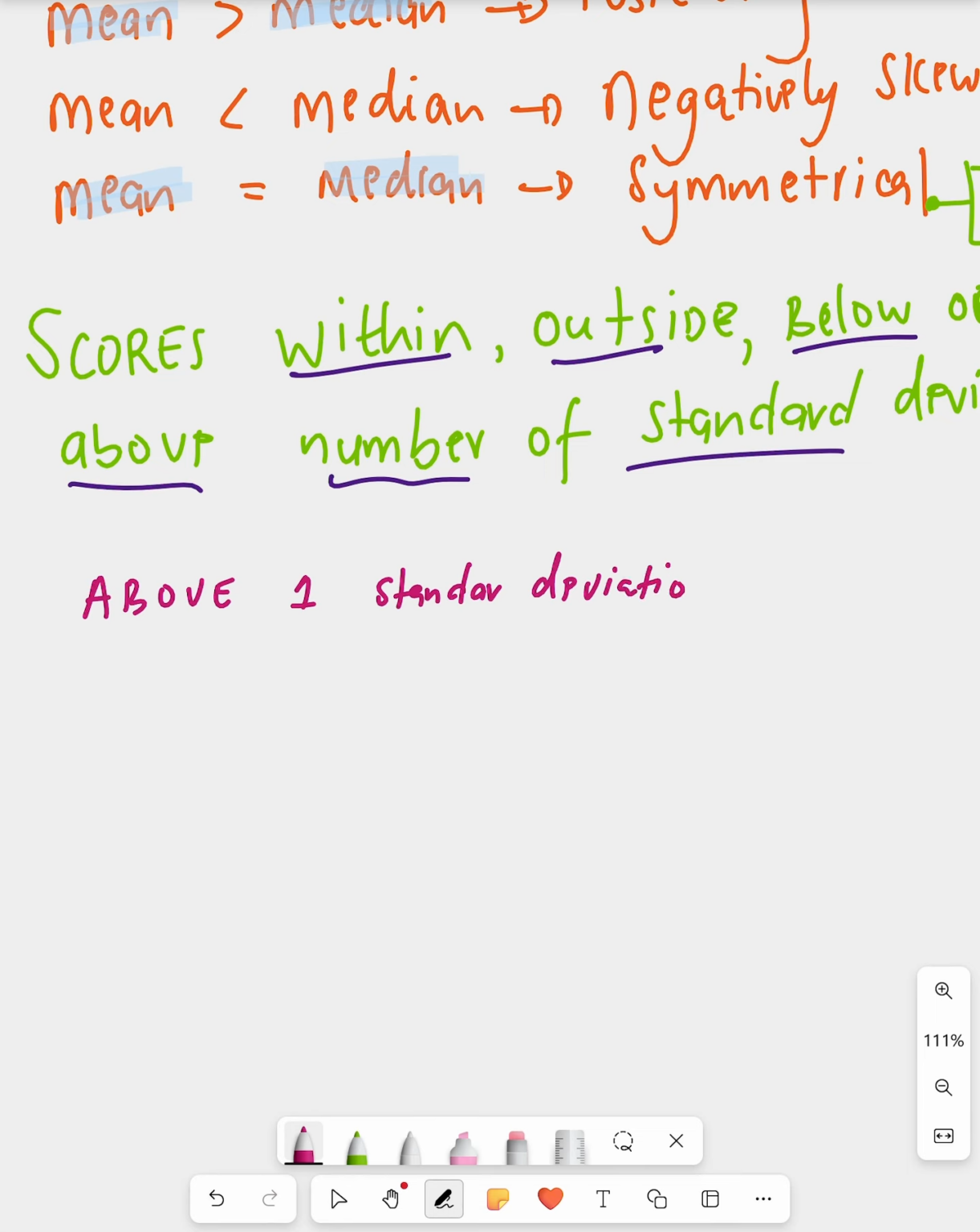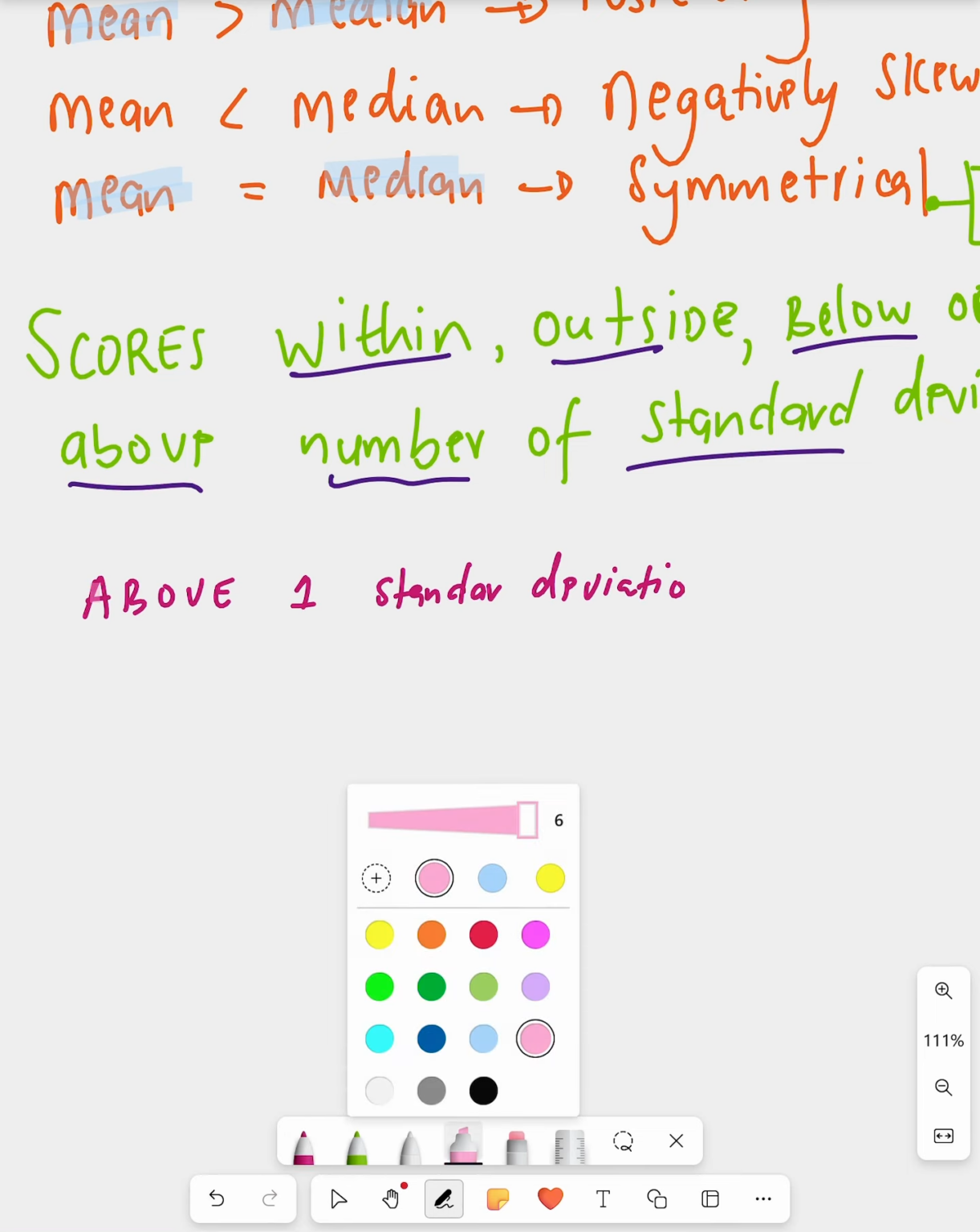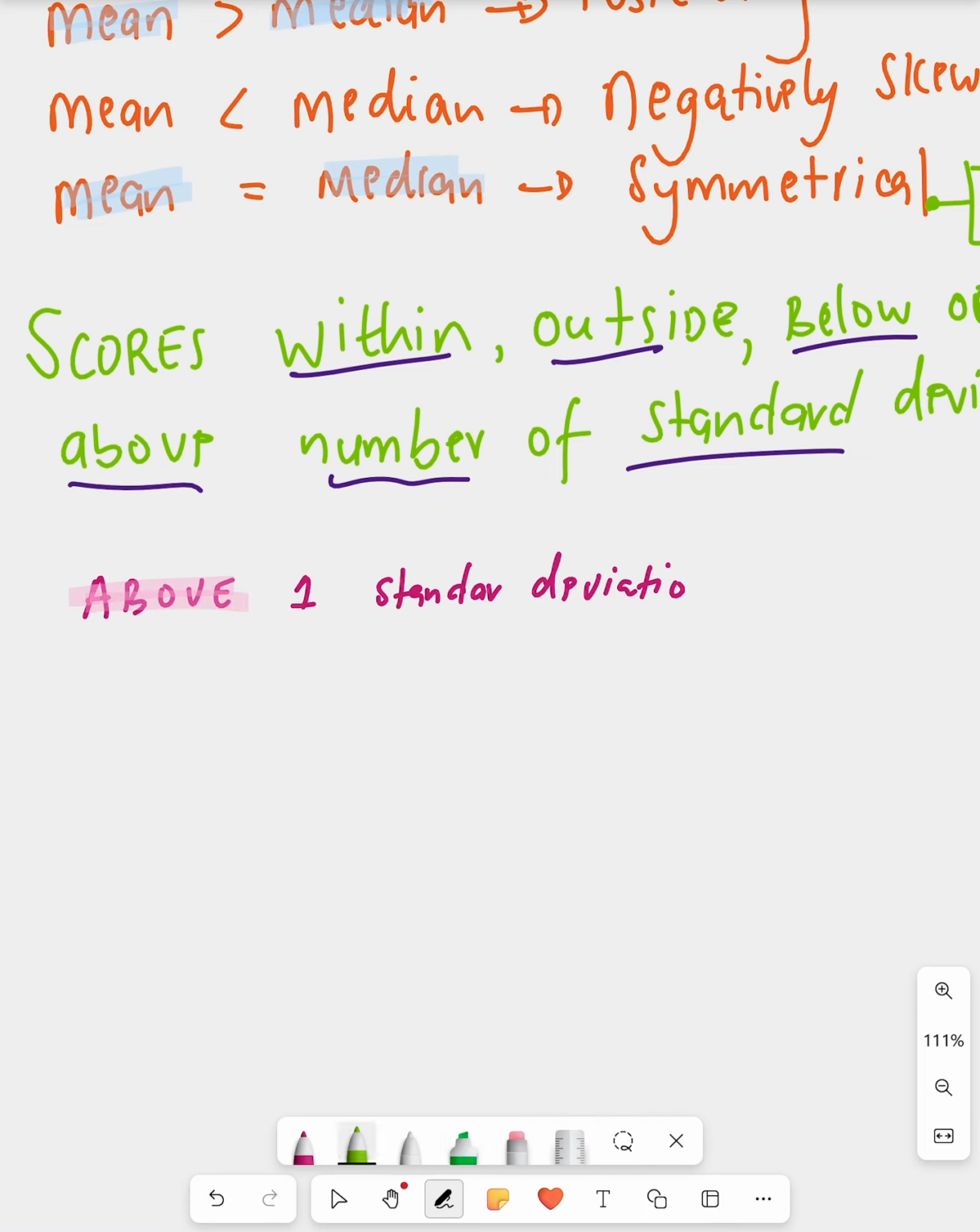If they say above, we use x bar, which is the mean, plus 1 standard deviation. If they say 2 standard deviations, we use x bar plus 2 standard deviations. If they say 3, where there is 2 or where there is 1, you just put 3.